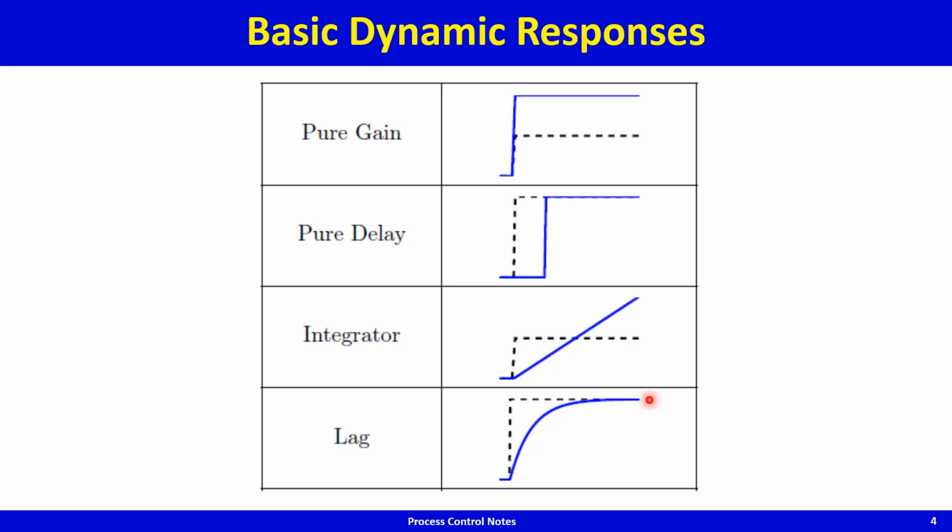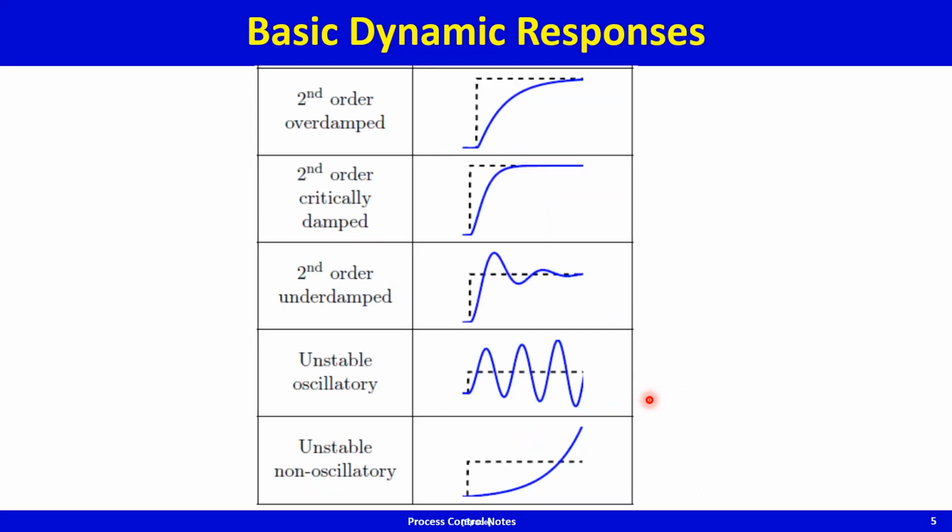Now there are some more basic dynamic elements. Let's see them. You could have a second order overdamped, a second order critically damped, a second order underdamped response, and what you have is there is a step change in the input, output rises from wherever it is to the same value as the input. However, this rise is slow and sluggish.